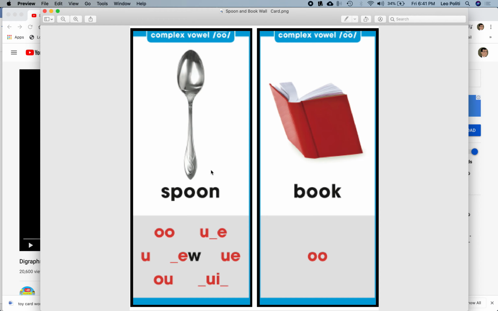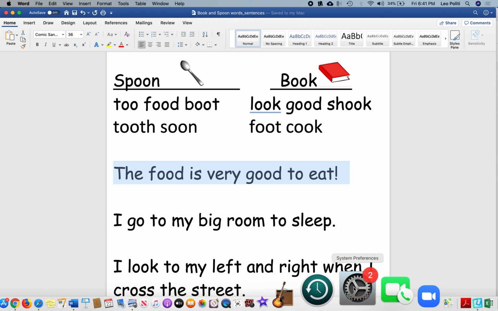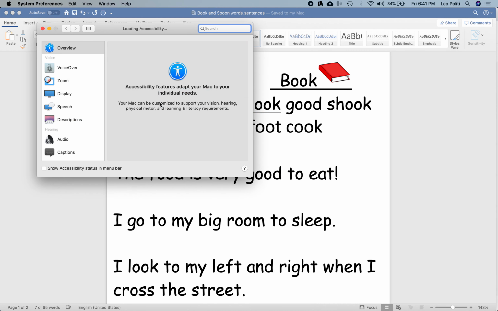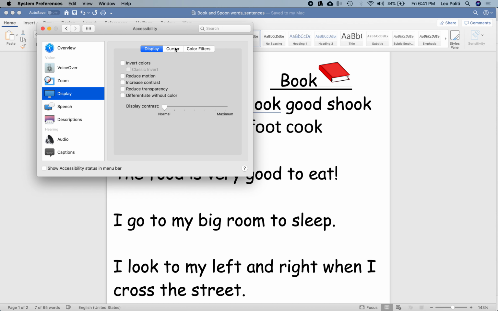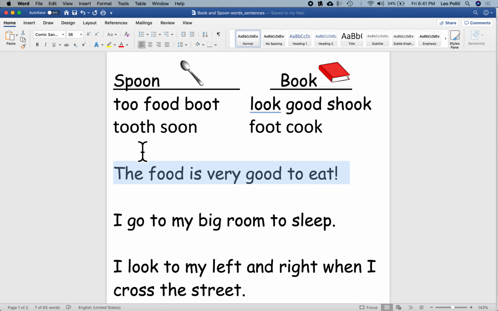Okay, so let's go ahead and review the words that we read last time for the spoon card. These three words we read last time in our last lesson. So let's go ahead and read it together. Food, boot. Okay, very good. So they all say ooh, ooh, ooh. Okay, and let me make the cursor bigger, that way if you're looking at this lesson on an iPad, you can see the cursor.